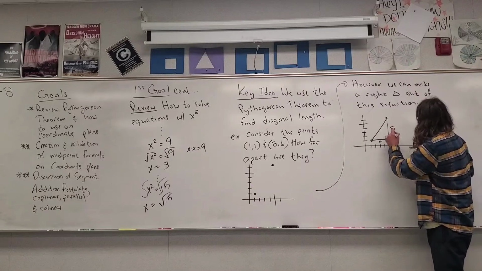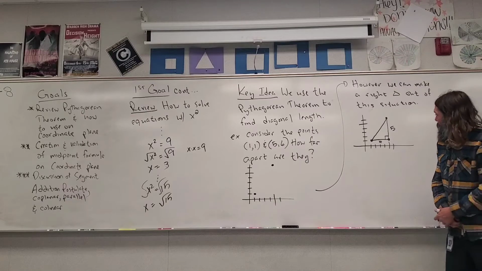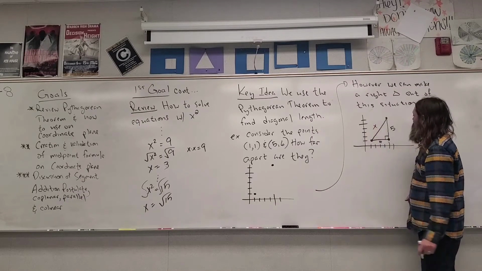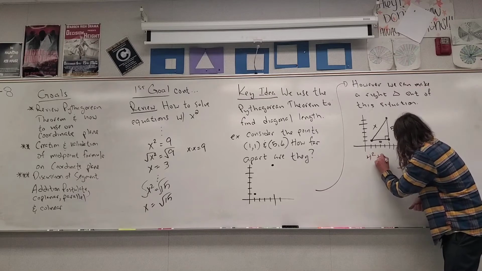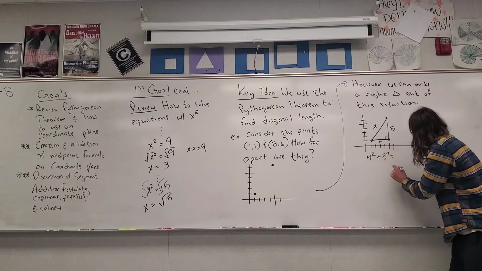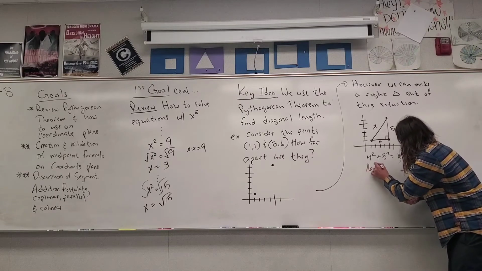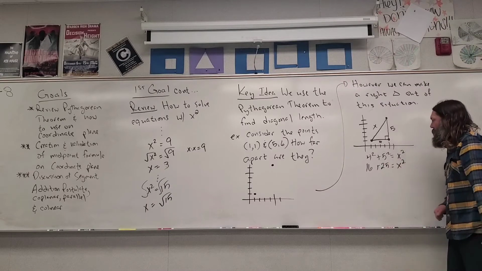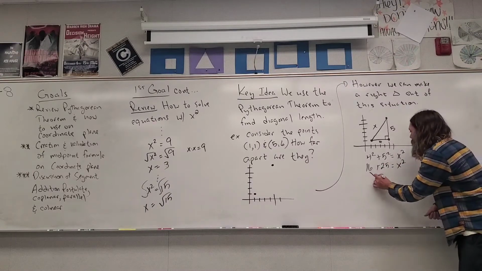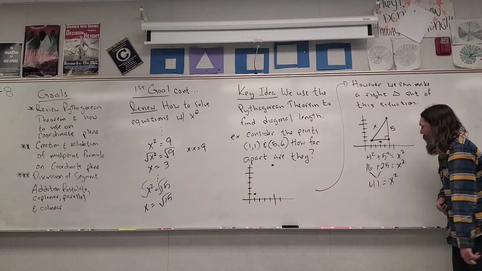So I'm able to find the legs of my right triangle, which means I need to find the hypotenuse. This is my unknown. So my equation now becomes 4 squared plus 5 squared is equal to x squared. 4 squared gets me to 16. 5 squared gets me to 25, and x squared stays as x squared. 16 plus 25 gets me to 41, and 41 is equal to x squared.